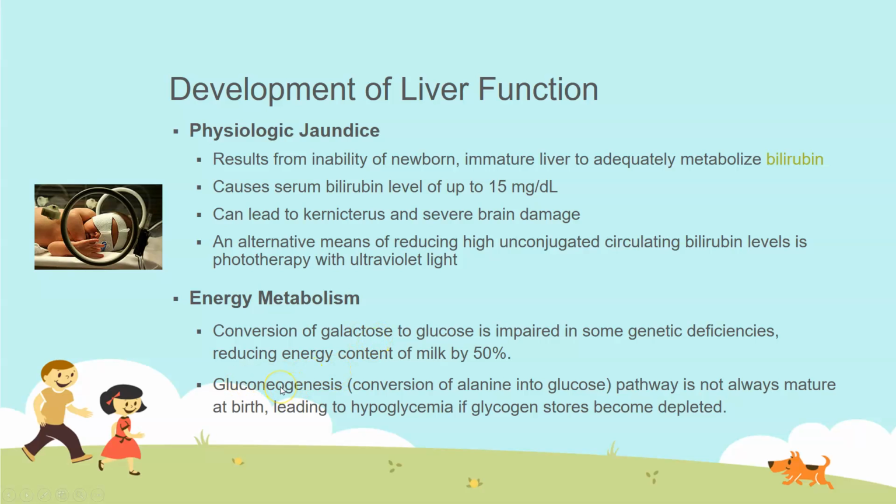And then gluconeogenesis is the conversion of alanine into glucose. So this is an amino acid, a non-carbohydrate source, converted into a carbohydrate, into glucose. That pathway is not always mature at birth because this happens in the liver, obviously. And so that could lead to hypoglycemia if their glycogen stores become depleted. And the glycogen stores will become depleted if they're not eating, for example, skipping feedings and going too long between feedings.